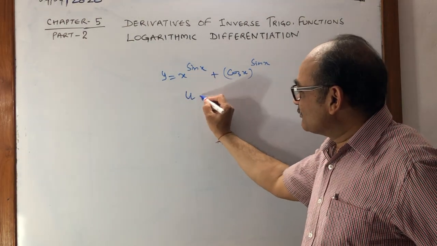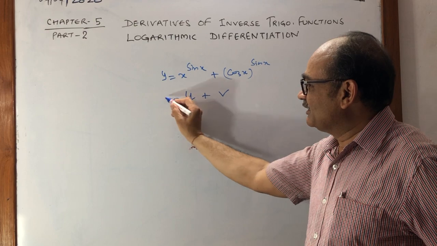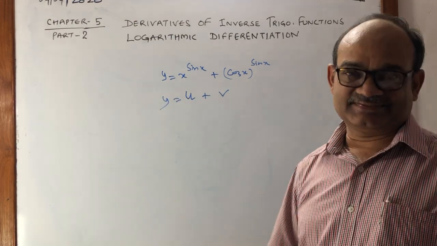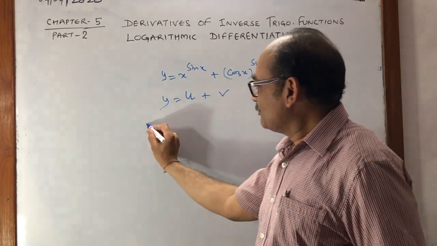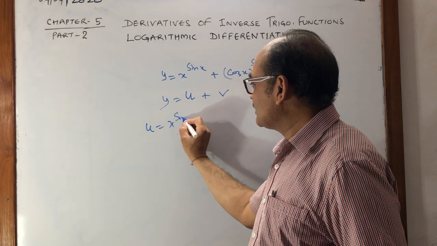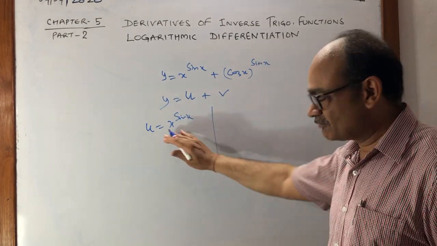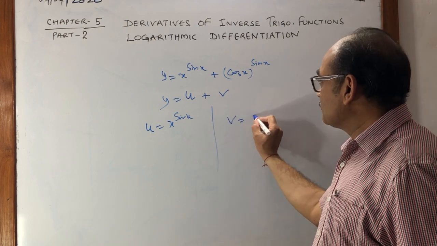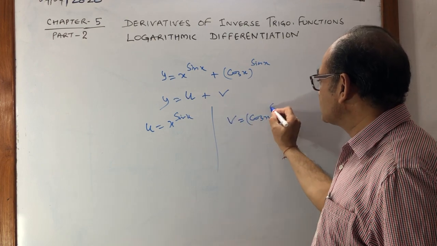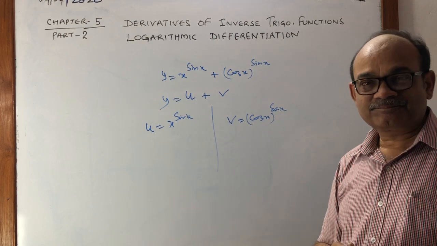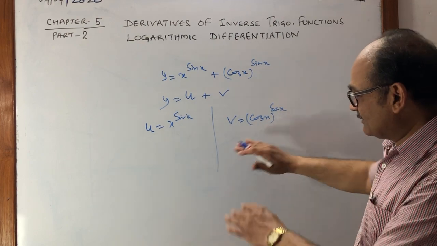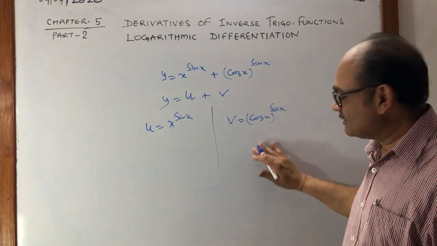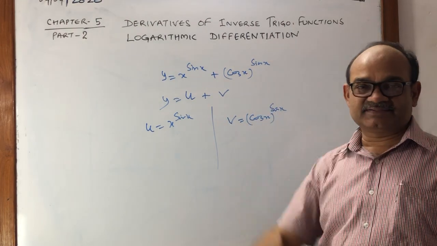You have to make this one as u and this one as v. These are two separate questions. Now u equals x to the power sin x. Solve completely as we completed the last question. Separately solve v equals cos x to the power sin x. Correct? And then add for the final answer, you will get full marks.